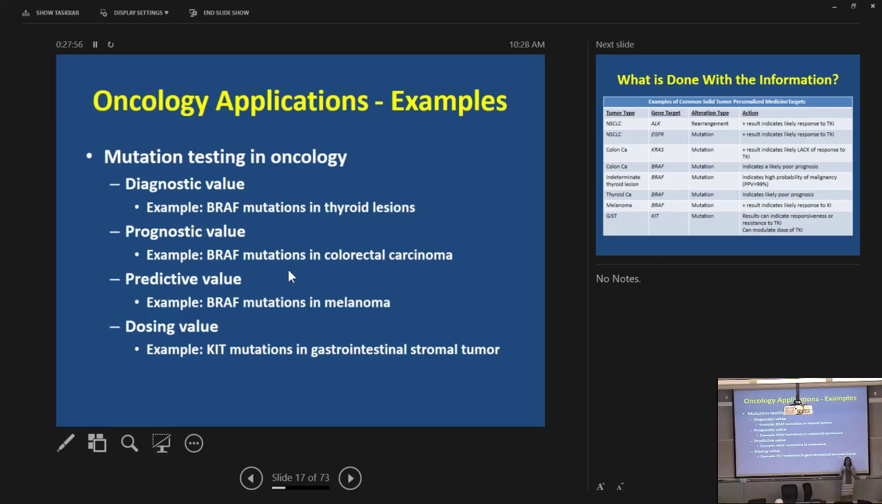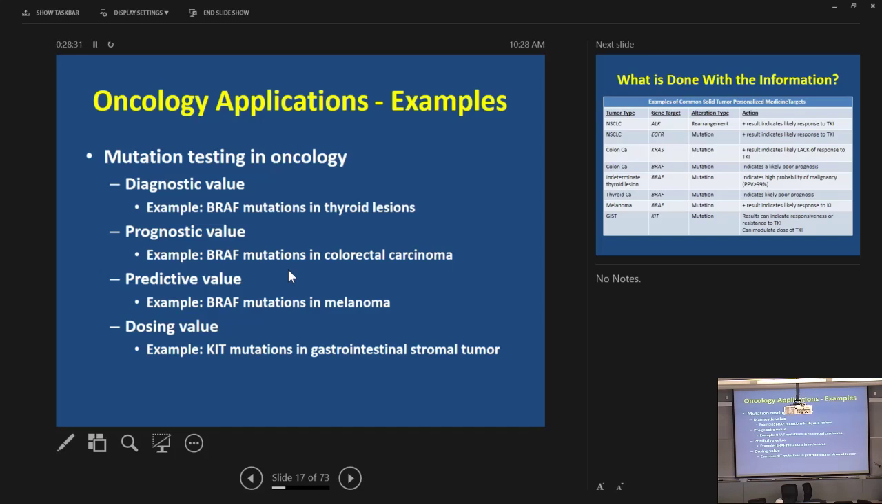If you have a KIT mutation, you need to look at specific mutations within KIT to determine what dose of drug we're going to give you. KIT mutations in GIST respond to imatinib, which is a BCR-ABL inhibitor, but it also has KIT activity. If you have a KIT mutation in exon 9 and we give you the normal imatinib dose for GIST, you will not respond. We have to essentially double the dose for you to get a response.